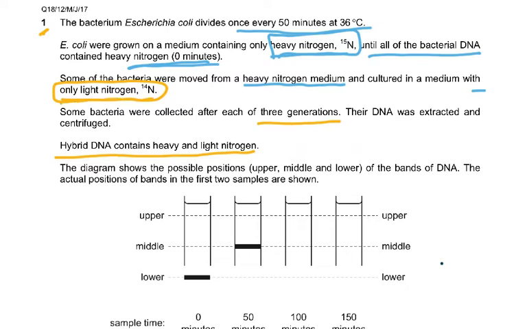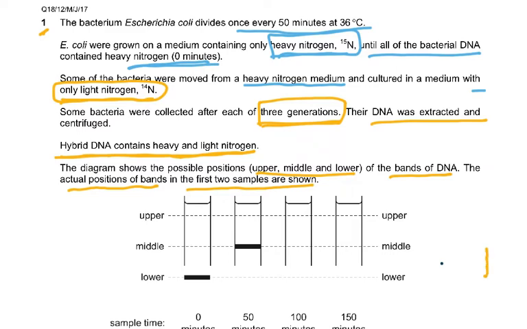Some bacteria were collected after each of three generations. Their DNA was extracted, and hybrid DNA contains heavy and light nitrogen. The diagram shows the possible positions, upper, middle and lower, of the bands of DNA. The actual position of bands in the first two samples are shown.